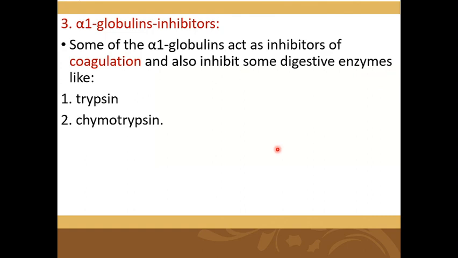Alpha-1 globulin inhibitors. Some of the alpha-1 globulin inhibitors act as inhibitors of coagulation. Right? Globulin inhibitors, the word inhibitors is there, so they must be inhibiting something. So they act as inhibitors of coagulation, and some of them inhibit some digestive enzymes like trypsin and chymotrypsin. So first function is that it acts as an inhibitor of coagulation, and second function is that it inhibits some of the digestive enzymes like trypsin and chymotrypsin.